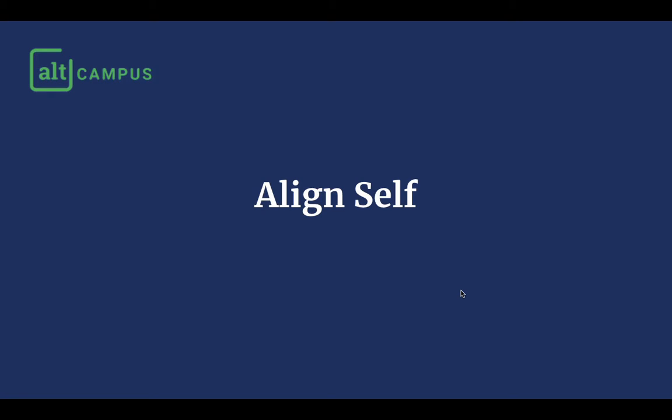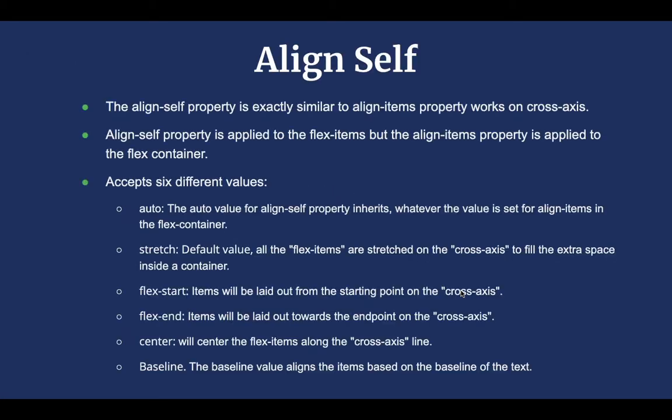Alright, the last property for the flex item is the align self property. The align self property is exactly similar to align items. The align self property also works on the cross axis, but the difference is that align self works for the items. We can apply align self to the items, not to the flex container. And the align self property also accepts the exact values that the align items property accepts.